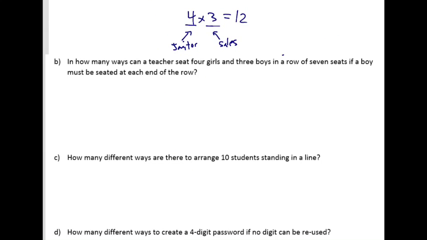Here's another one. In how many ways can a teacher seat 4 girls and 3 boys in a row of 7 seats if a boy has to be on either end of the row? Okay, I'll read that one more time. You've got 7 kids sitting in 7 chairs. 4 of them are girls, 3 of them are boys. And you need a boy on either end. How many ways can you do that?